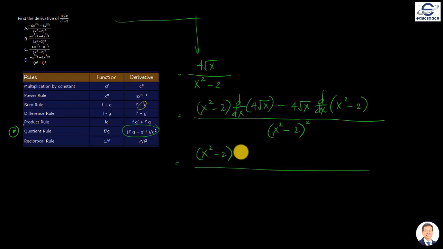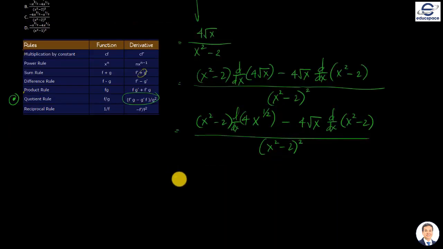So basically we have 4 d over dx. To apply the quotient rule, take note this one is similar to 4 x to the 1/2, minus 4 square root of x, d dx also multiplied by x squared minus 2. So x squared minus 2, and then finally squared. So now we have a form of, in this case, a power rule.